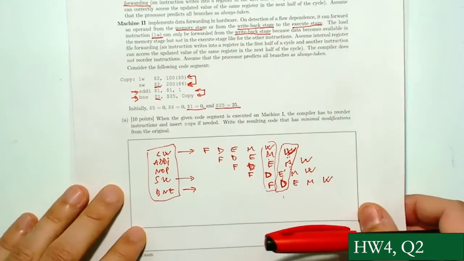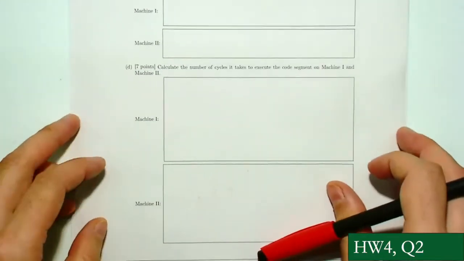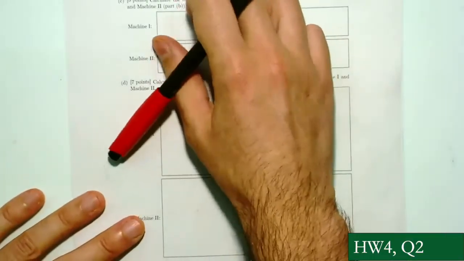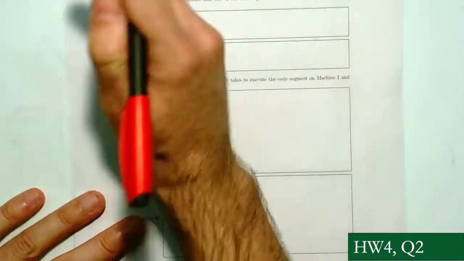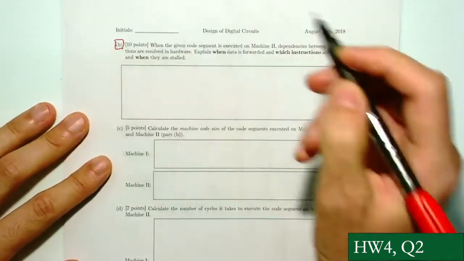More questions? So the next question is, when the given code is... you cannot see this, right? Okay. So I will leave this question to the end, and I will go to question C, because I think that is easier this way.